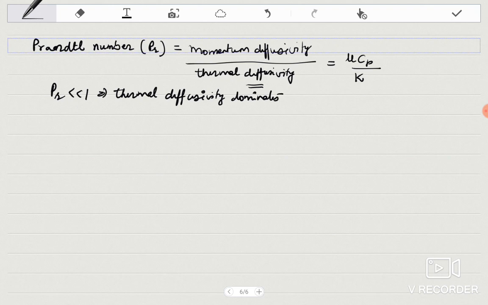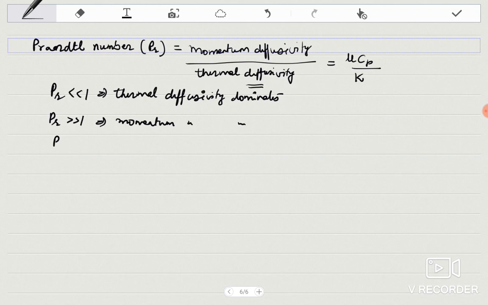Heat conduction is significant compared to convection, like in mercury. In mercury, heat conduction is very important. And if Pr is greater than 1, then momentum diffusivity dominates, like in engines, where the transfer of energy is effective through convection, not through conduction.